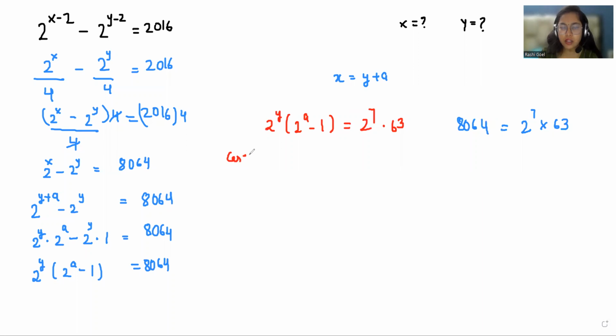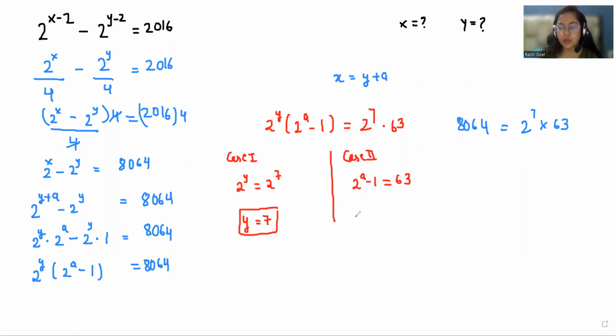So case 1 is when 2 power y is equals to 2 power 7. If bases are equal, that means their powers are also equal, so the value of y will be 7. Now case second, 2 power a minus 1 is equals to 63. So 2 power a is equals to 63 plus 1, 64. So the value of 2 power a is 64, we can write it as 2 power 6. If bases are equal, their powers are also equal, so the value of a is 6.